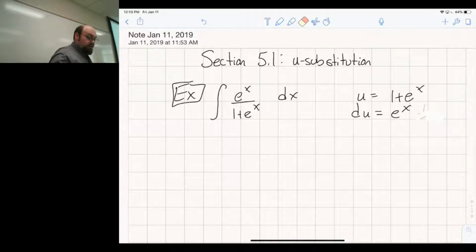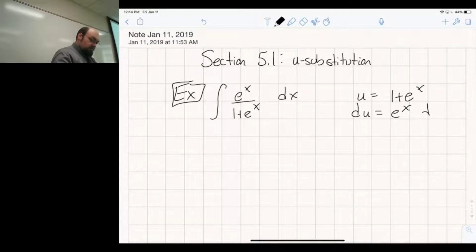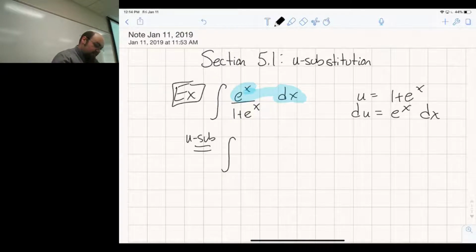Let me kind of remind you where that comes from. Remember, that's du dx, right? The derivative of u with respect to x is the way we say that. And then I can think about taking that dx and multiplying it to the other side, so that I have du equals e to the x dx. Well, look there. There's e to the x dx, which is my du, right? And then that 1 plus e to the x is u. So this actually, by u substitution, gets replaced, or we change it to be 1 over u du.